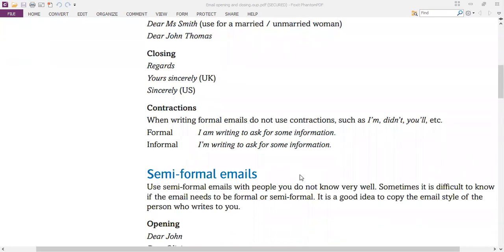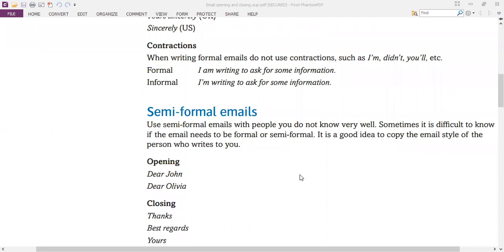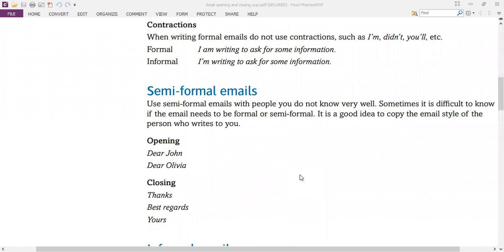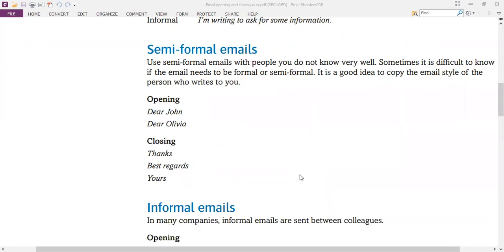When we talk about contractions, when writing formal emails, do not use contractions such as I'm, didn't, you'll, and instead write complete words. So a formal sentence is, for example, I am writing to ask for some information, not I'm writing to ask for some information. So try to avoid using contractions when you're talking about formal emails. In informal, it's okay, but when it's about formal, you should be careful.